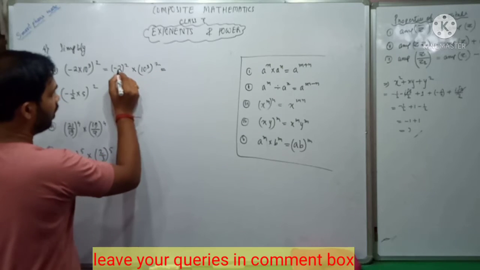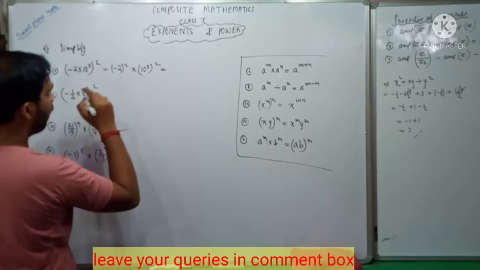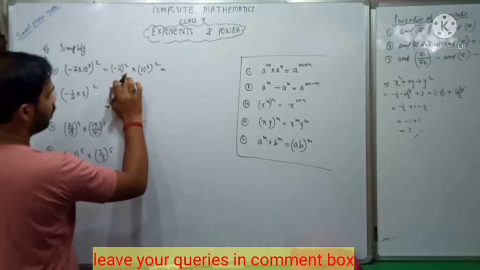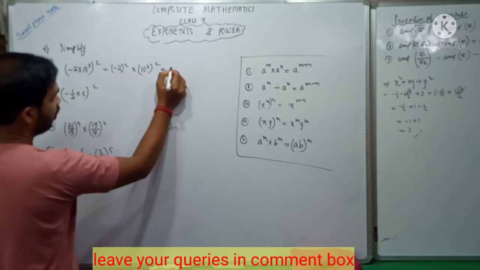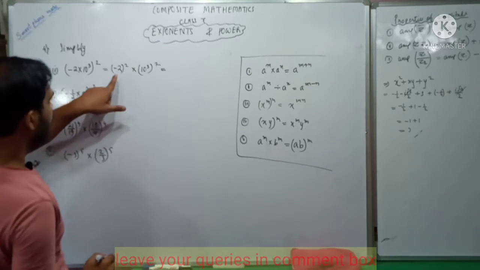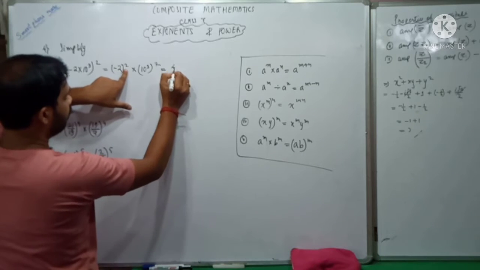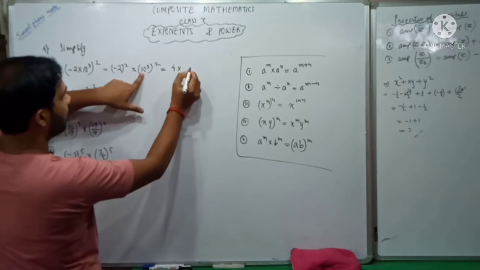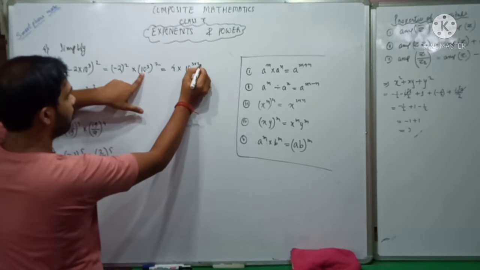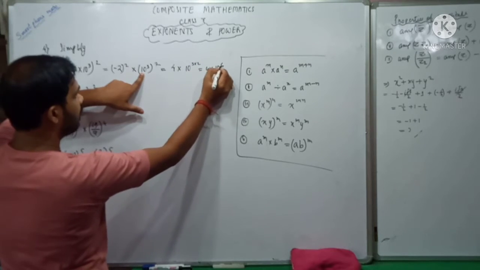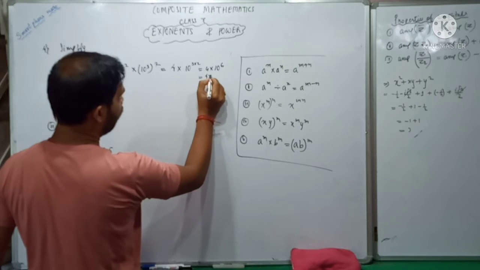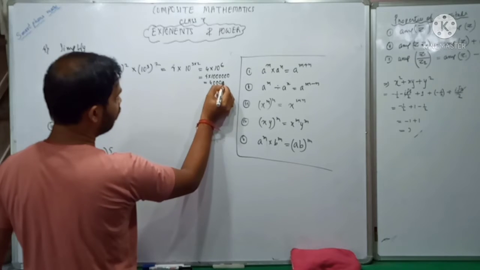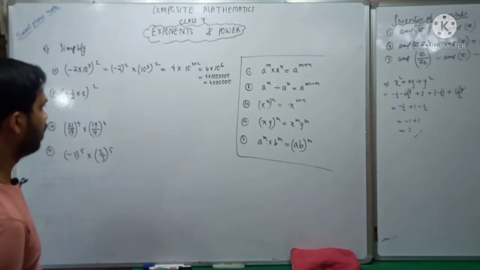Now what will become? See, minus 2 whole power 2. How much will it become? Minus 2 whole power 2, see here the power is even, so it will be 4 into 10 power 3 whole power 2. The powers will be multiplied, 3 into 2, so it is 4 into 10 power 6. If you multiply, then it will be 4 into how many zeros? 1, 2, 3, 4, 5, 6. So it will be 4, 0, 0, 0, 0, 0, 0. Okay, this will be the answer.